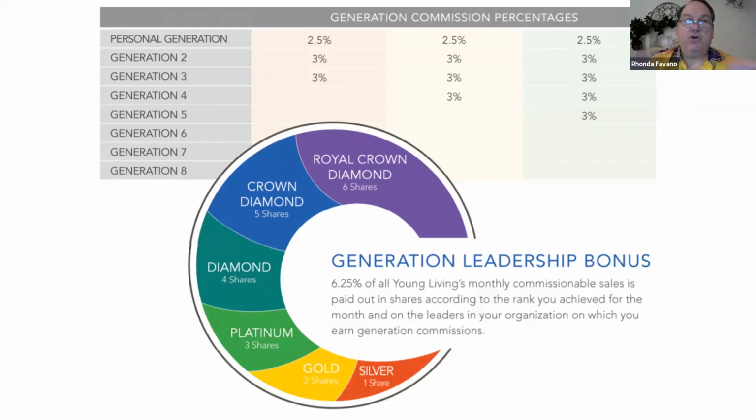If you have no silvers underneath of you, you get 2.5% on your whole volume. That's whether you have 10,000 or you have 400,000. You get 2.5% on top of your regular commission. When somebody under you hits silver, you get 3% on their leg as opposed to 2.5. Somebody under them, you get 3% of them too.